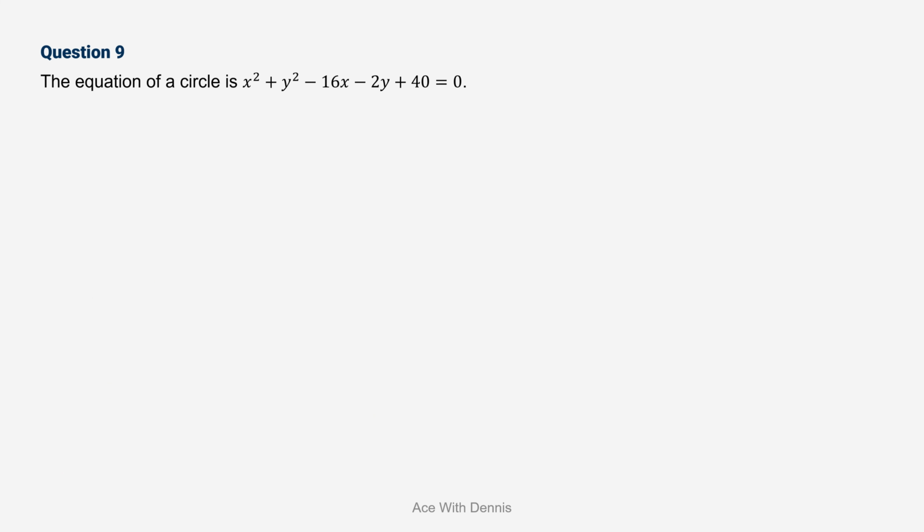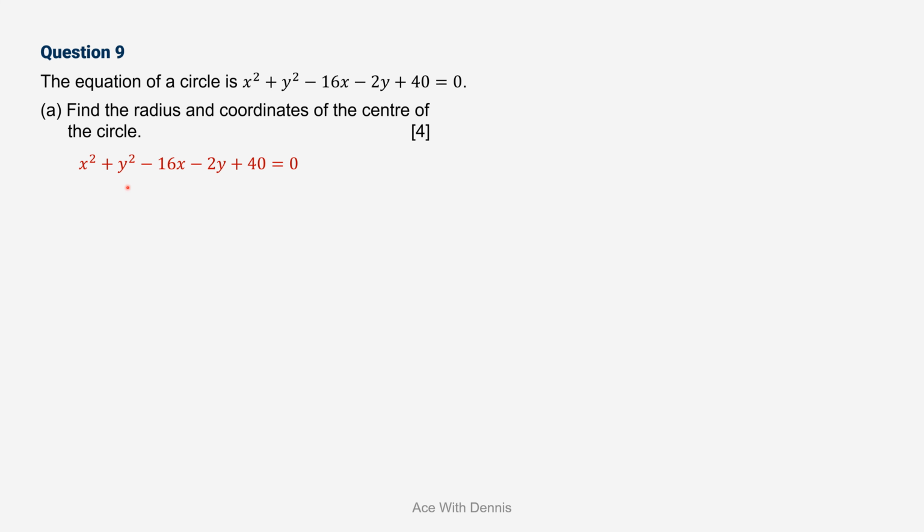Question 9. The equation of a circle is x squared plus y squared minus 16x minus 2y plus 40 equals 0. A. Find the radius and coordinates of the center of the circle. 4 marks. Okay, so to find the coordinates and the radius of the circle, first, given this equation, we rearrange it so that the x squared term is with the x term, and the y squared term is with the y term. So I want to do this.